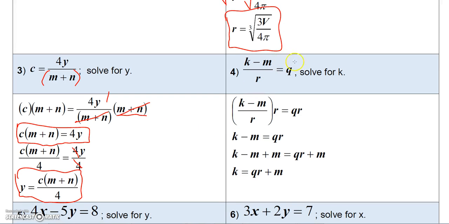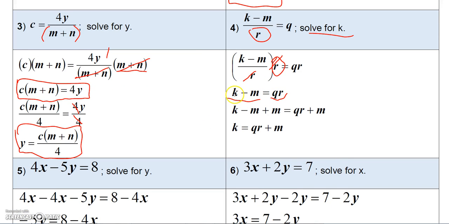Okay, here's another one. This one I want to solve for k. So what I'm going to do is similar to what I did over here. First thing I'm going to do is get rid of this denominator r by multiplying this fraction by r. By multiplying by r, because I know that r over r is just 1, that's just going to leave me with k minus m. Now on the right I'm going to have q times r, so we can just write that as q times r.